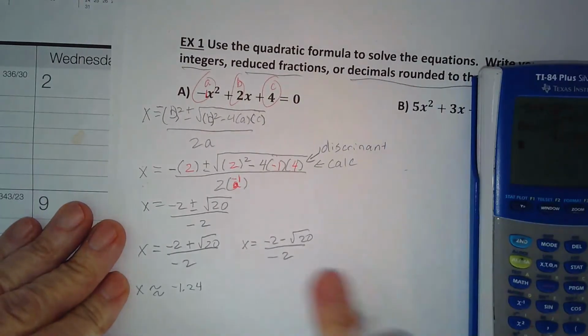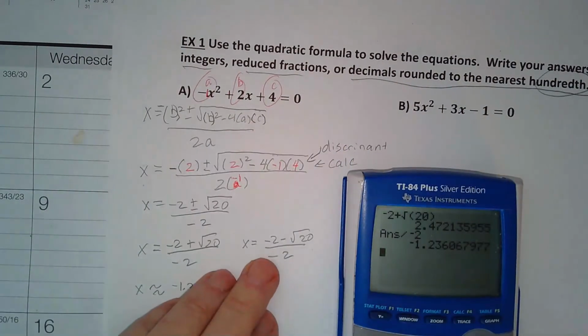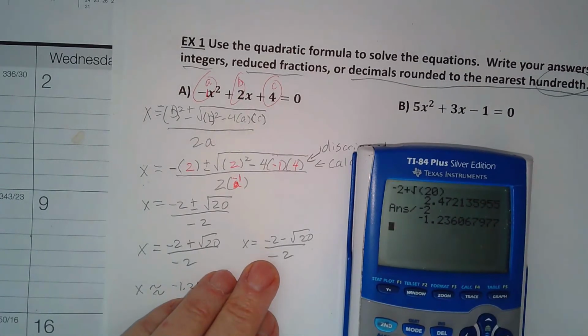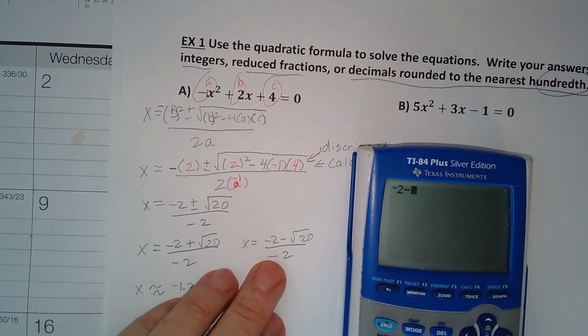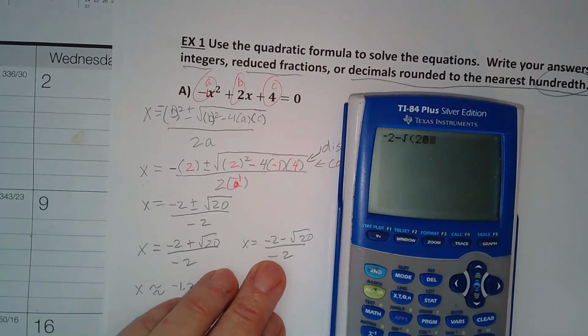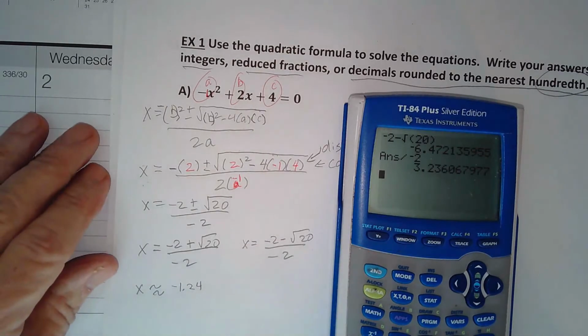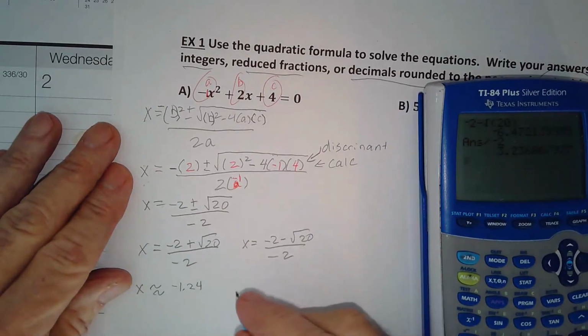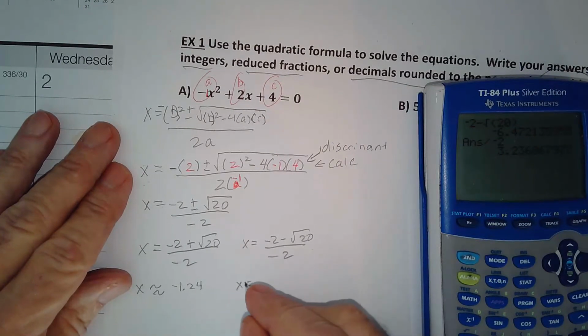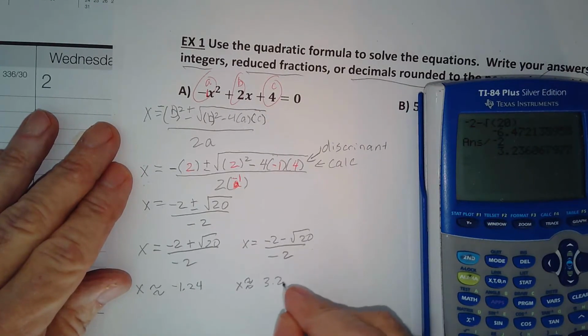All right, now let's do the other one. So I'm going to first do the numerator. Let's clear this. So I want negative 2, this time minus the square root of 20, close the parentheses, and you get negative 6.47 roughly, divided by -2. So take the answer, divide by -2, and you get 3.236. I'm going to show it as x is approximately 3.24.